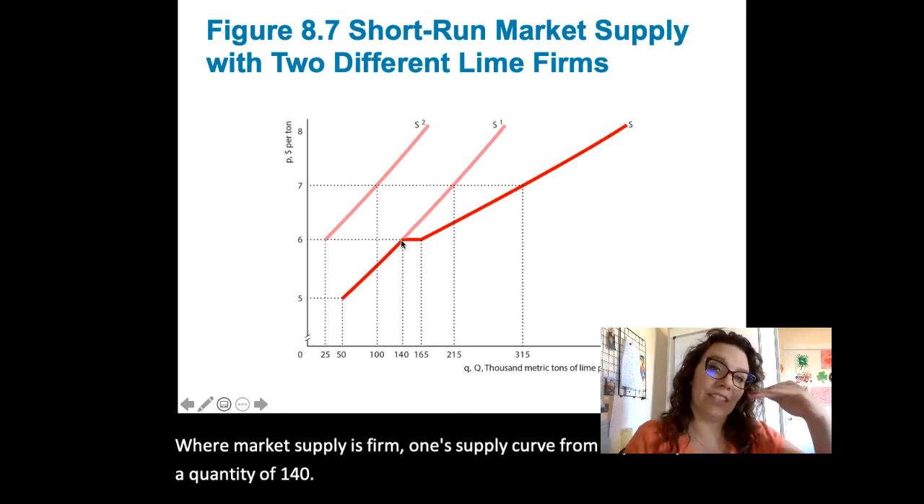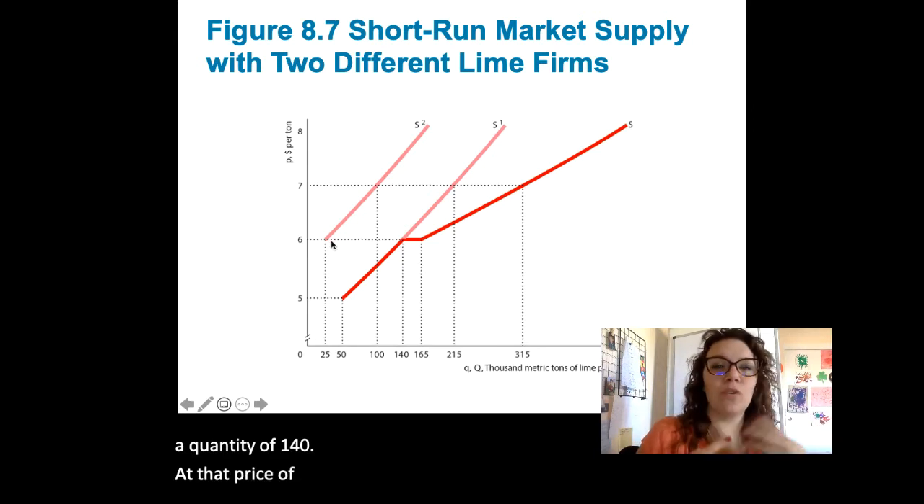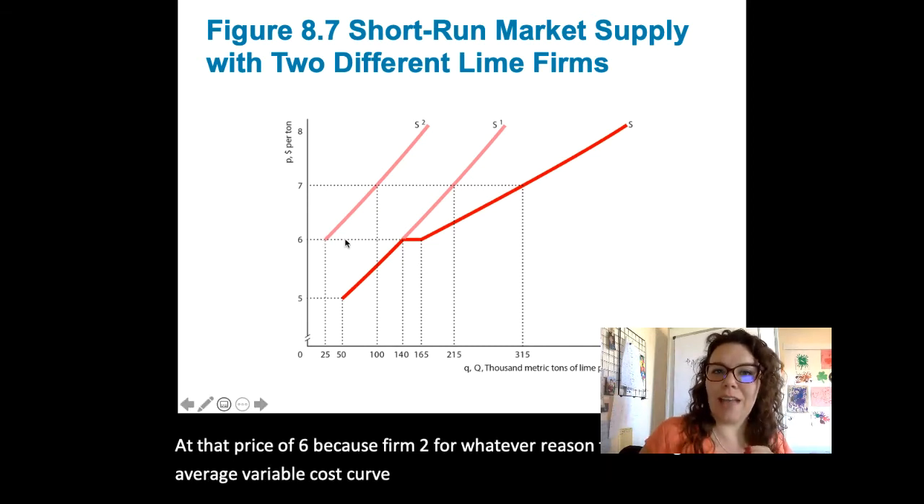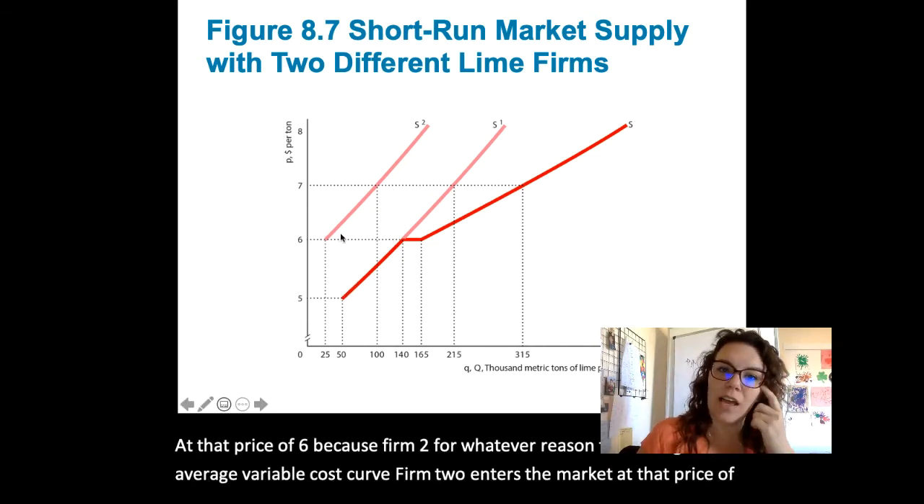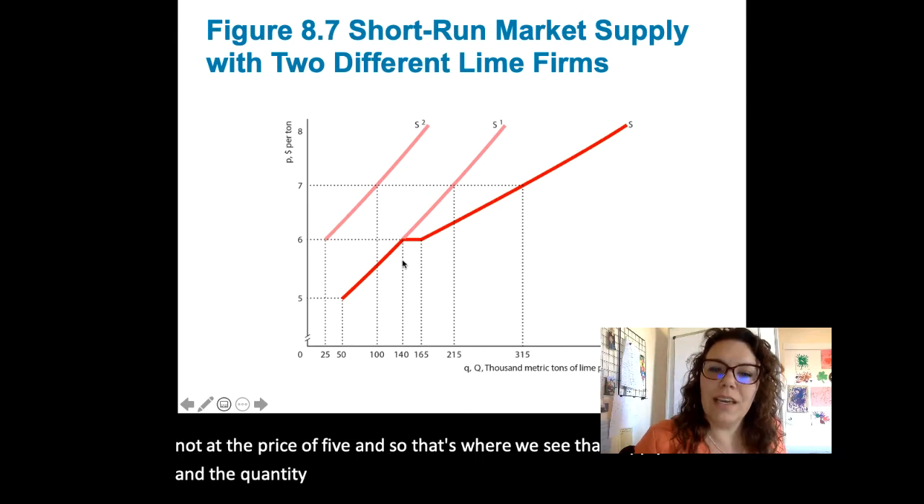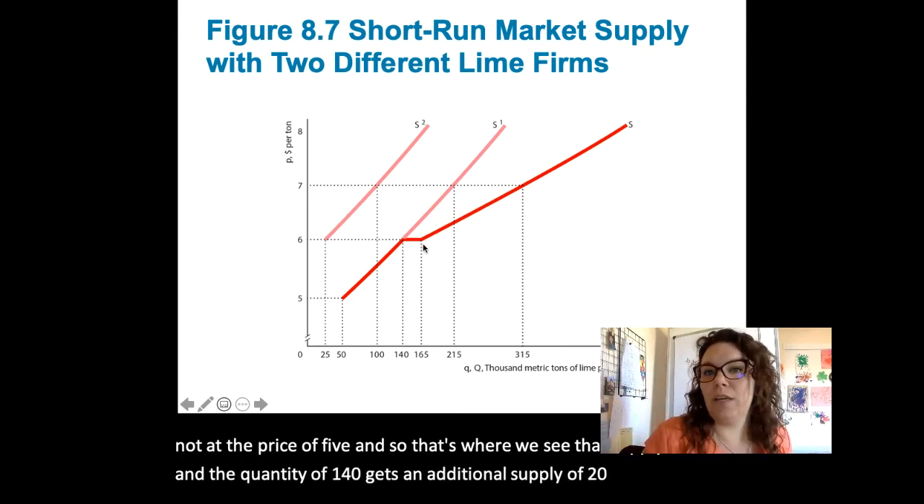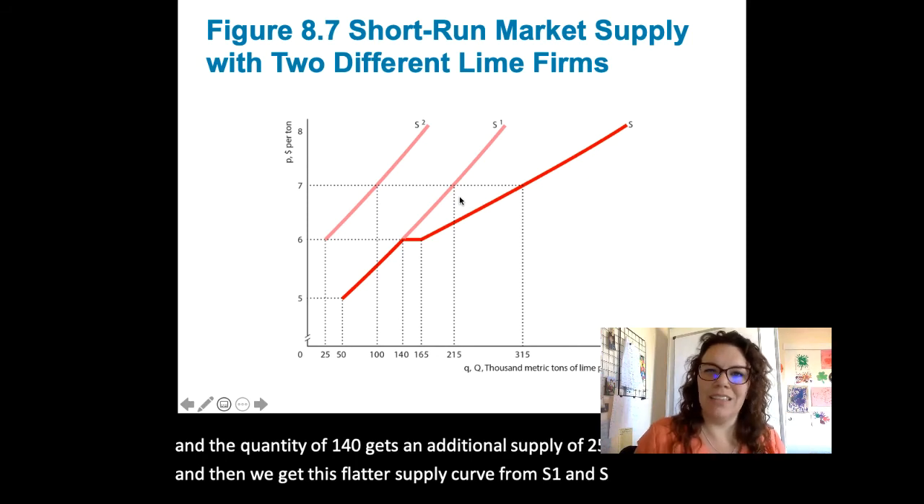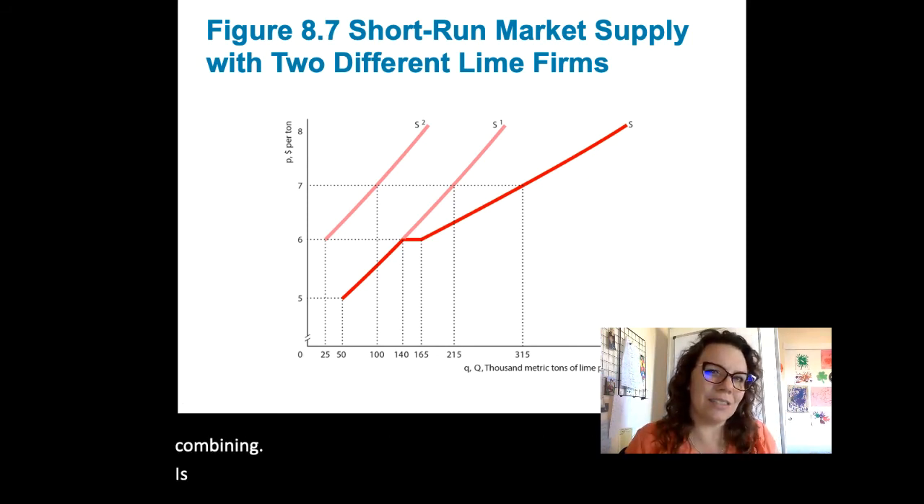At that price of 6, because firm 2, for whatever reason, faces a higher average variable cost curve, firm 2 enters the market at that price of 6, not at the price of 5. And so that's where we see that supply curve kink, and the quantity of 140 gets an additional supply of 25 units added to it. And then we get this flatter supply curve from S1 and S2 combining. Does that kind of make sense?